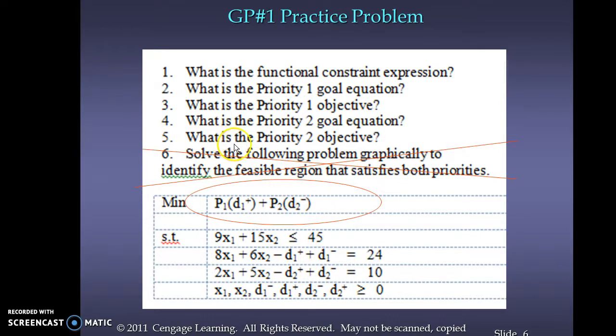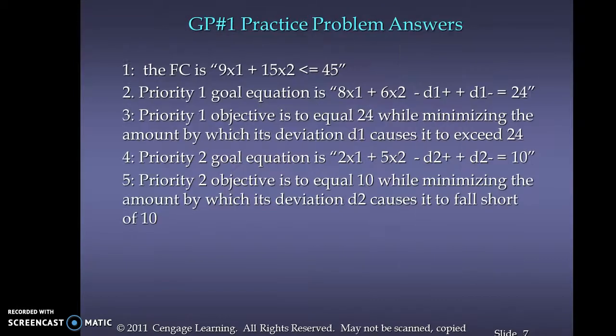All right, let's then get to the trickiest thing, questions 3 and 5. What are the priority 1 and 2 objectives? We need to be aware of the objective function expression. That's going to help us define this. And recognize that this is a min problem. Again, it could very well be a max. So let me show you the answer quickly and explain how we get that.